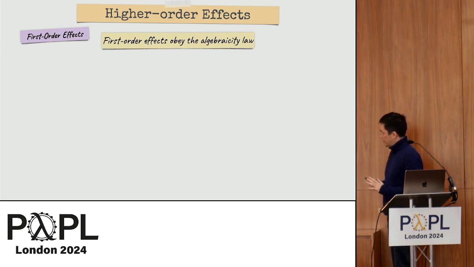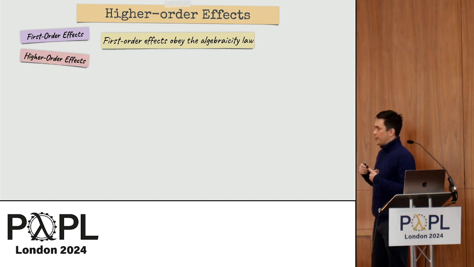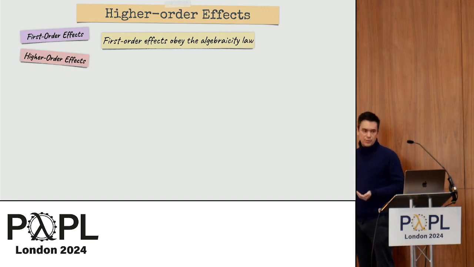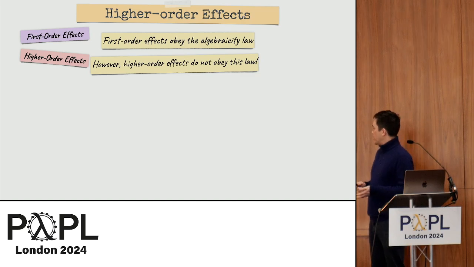So that's first order effects, and they all obey this algebraicity law, which makes them behave very nicely. But then there are these things called higher order effects that contain scoped things. So they don't obey this law at all.